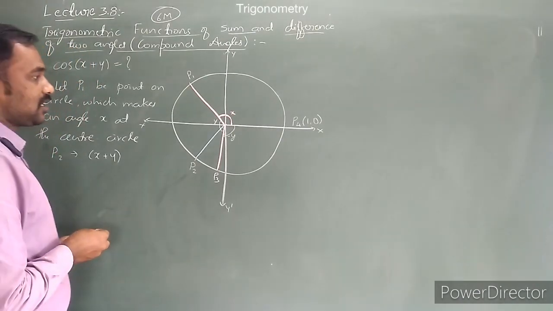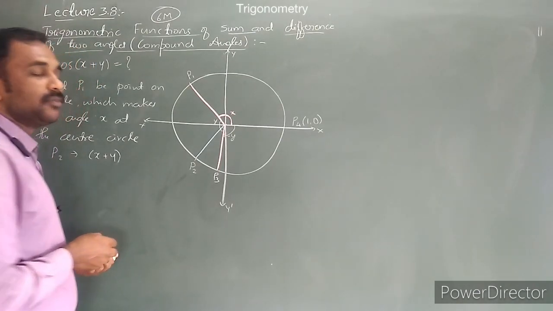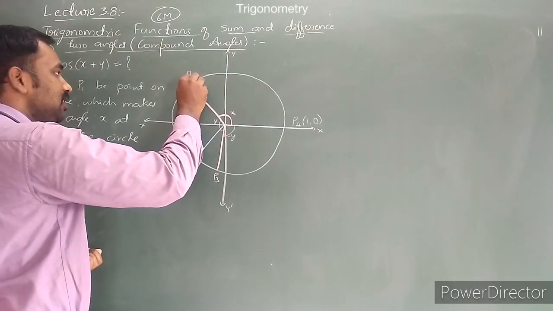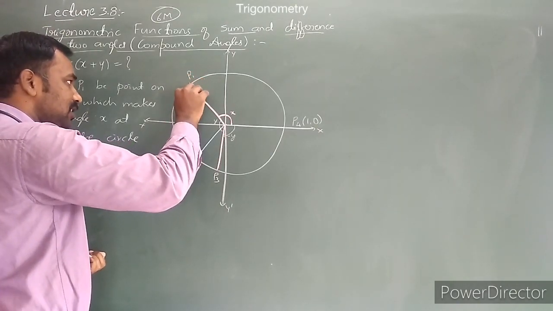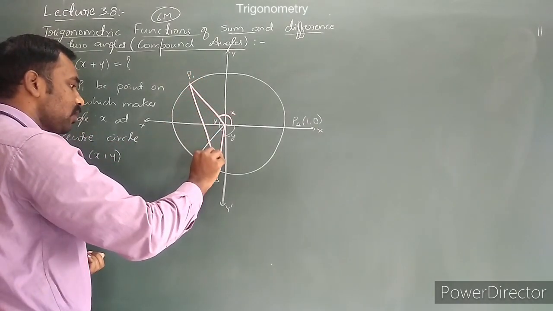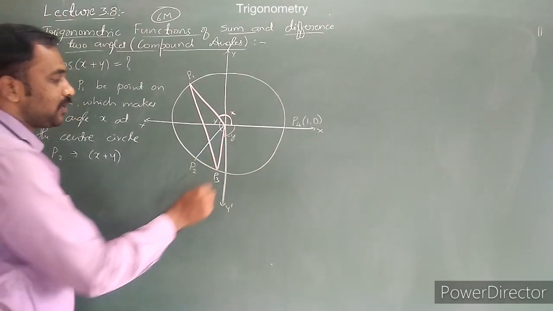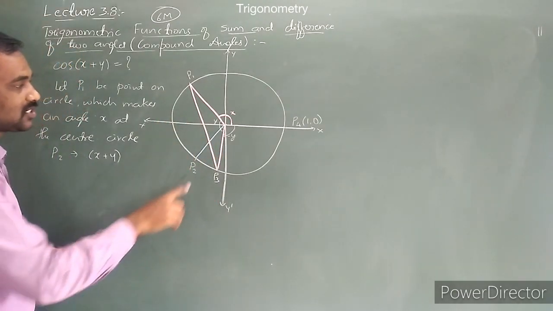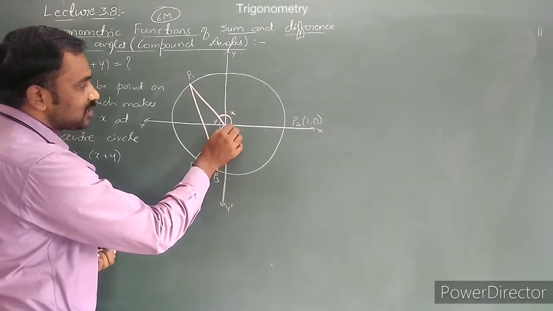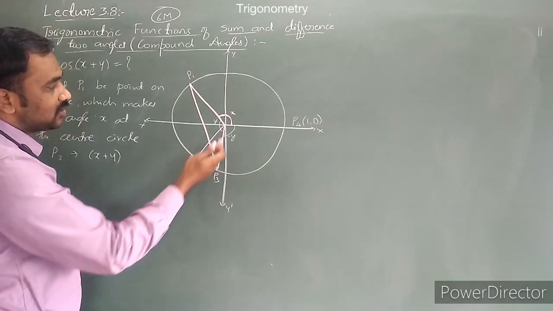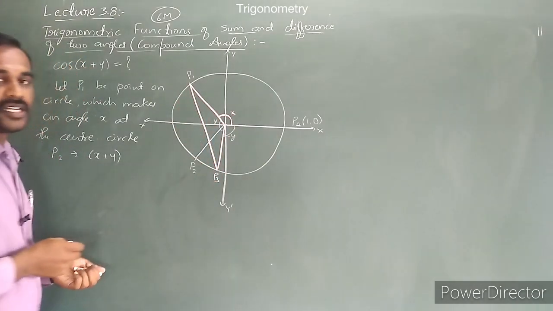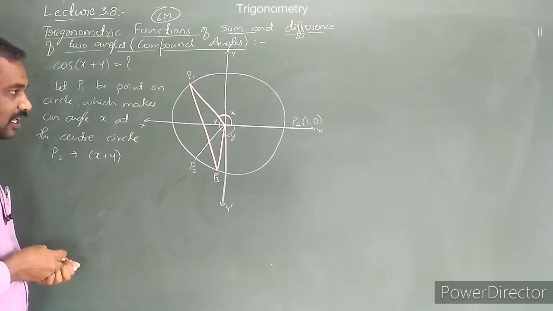I am joining P1 and P3. Join P1 and P3, and we get one triangle. What is the triangle we get? This center is O. OP1P3 is one triangle.